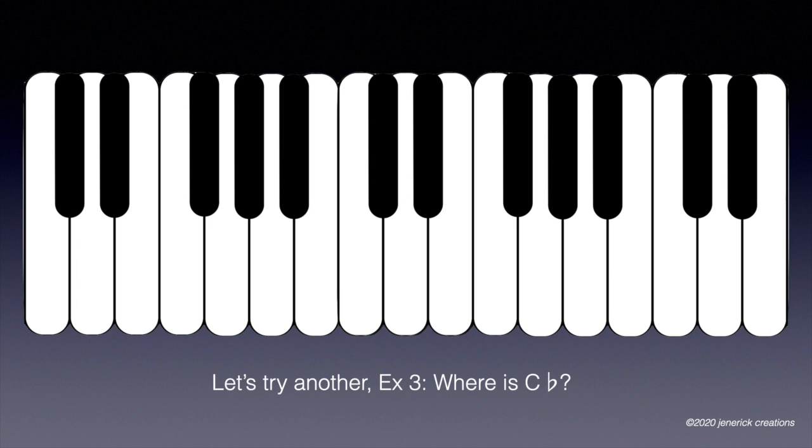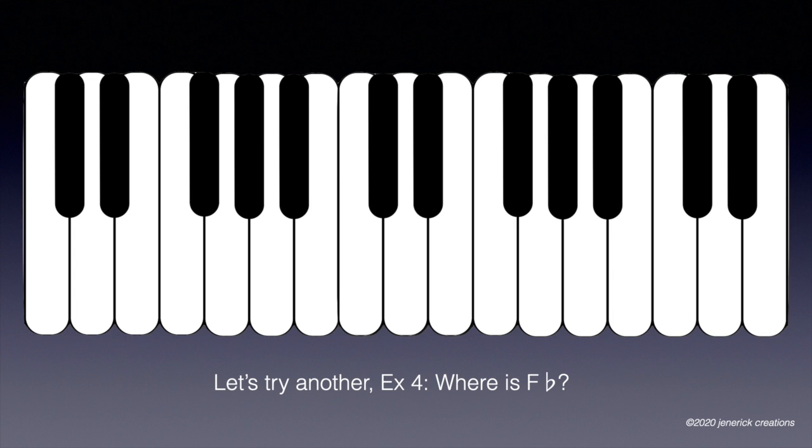Let's try another. Where is C flat? Same thing, there's C, up to the left. Let's not do it that way. Let's just go down a half step. That happens to be a white key. And so C flat is the enharmonic equivalent of B natural.